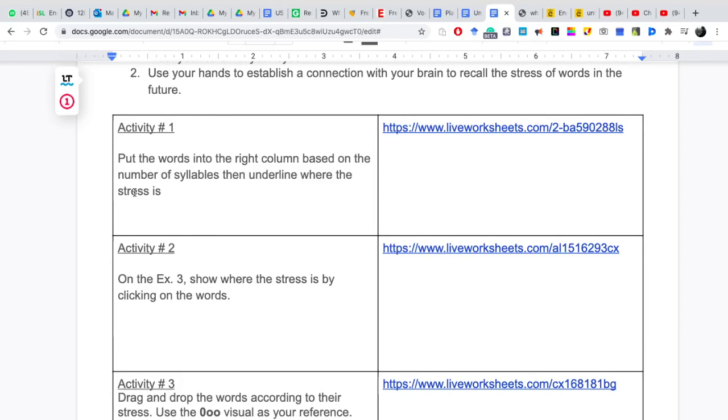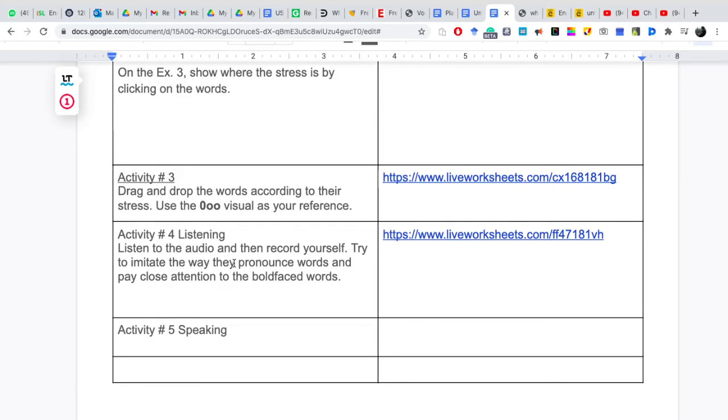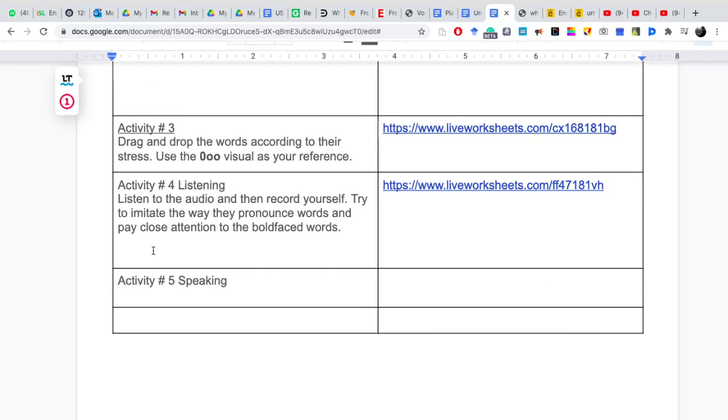But I want to give you a glance, a description of the activities. The first activity is put the words into the right column based on the number of syllables, then underline where the stress is. Activity 2, we're going to work on example 3 only. Show where the stress is by clicking on the words. Activity 3, drag and drop the words according to the stress. Use this visual as your reference. Activity 4, listening. Listen to the audio and record yourself. Try to imitate the way they pronounce words and pay close attention to the bold-faced words. These are all the activities I'm going to be including.